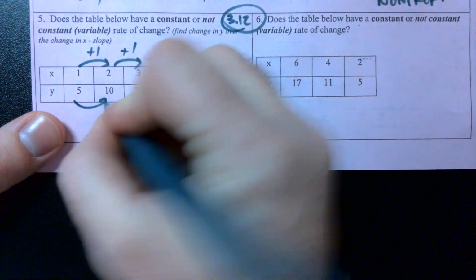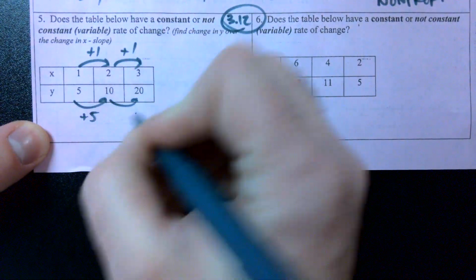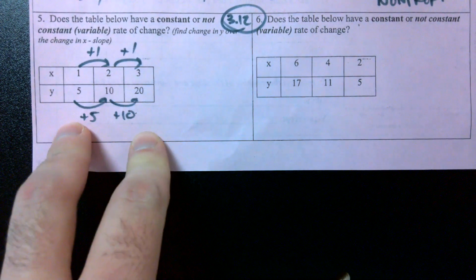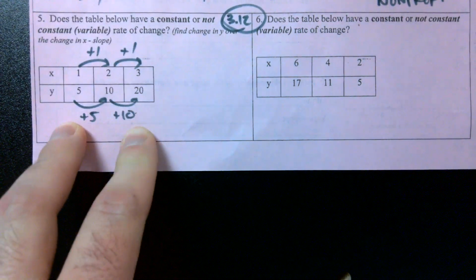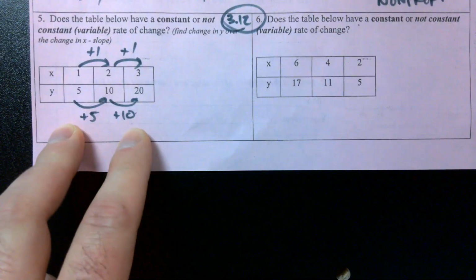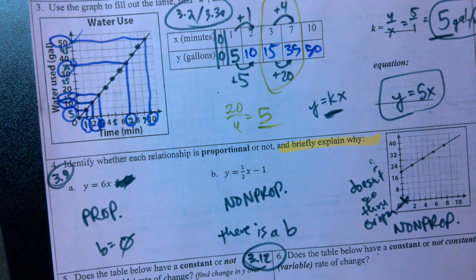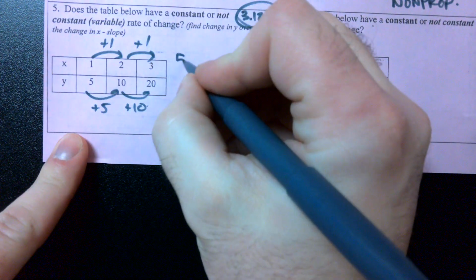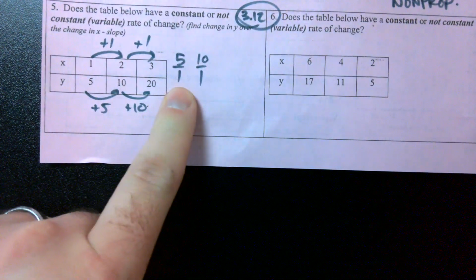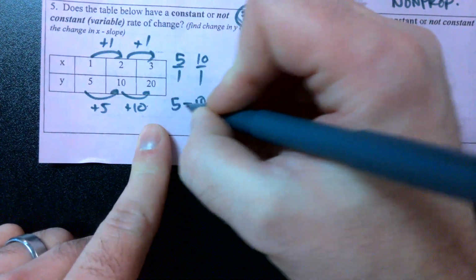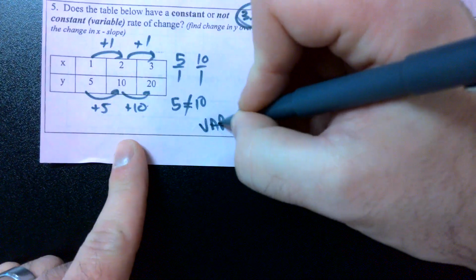On the bottom, how do I get from 5 to 10? What about 10 to 20? So I saw a couple people miss that on the bottom here. Right? So, like I said, I can see different numbers as long as when I put them in the fractions, they simplify to the same number. But here, if I put 5 over 1 and 10 over 1, are those equal to each other? No. 5 over 1 is 5, 10 over 1 is 10. Those are not equal. So what can I call this relationship? Variable.